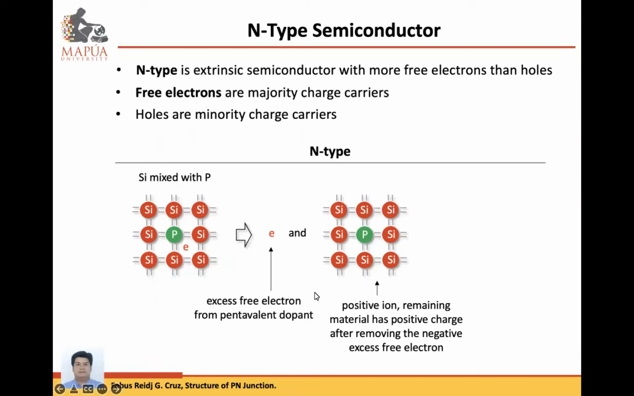So sineperate lang natin, no? You have the excess free electron from the pentavalent dopant, and when we isolate this, the remaining material will have a positive charge after removing the negative excess free electron. So the remaining material can be represented with a positive ion. The N-type can now be simplified, no? So instead of using this type of drawing, we can draw N-type by just illustrating a free electron paired with a positive ion. Okay, is this clear?